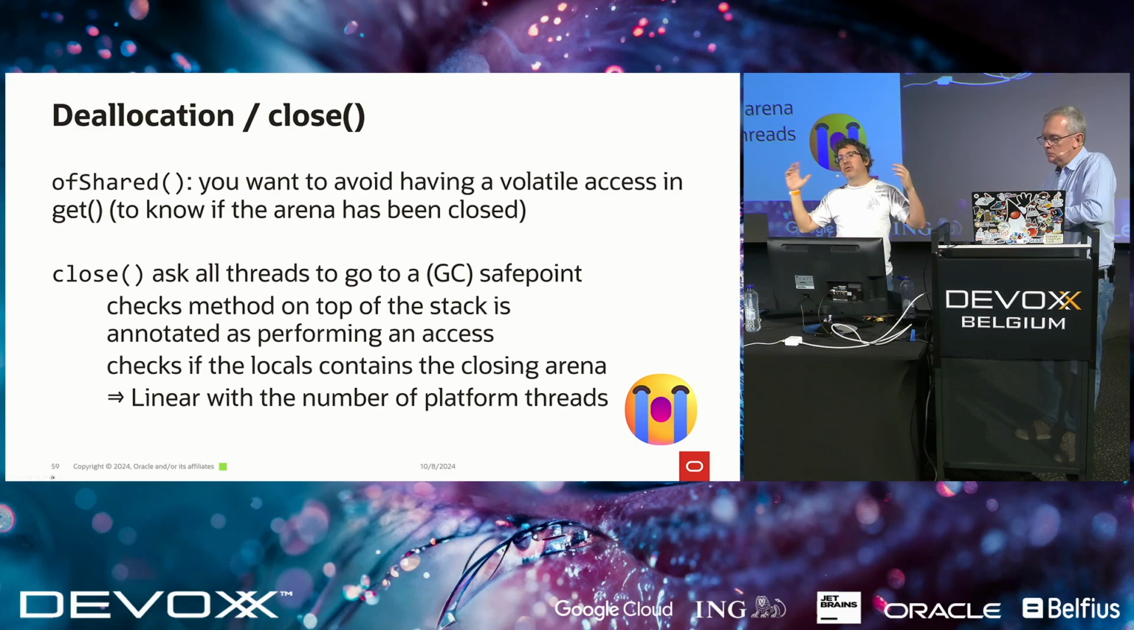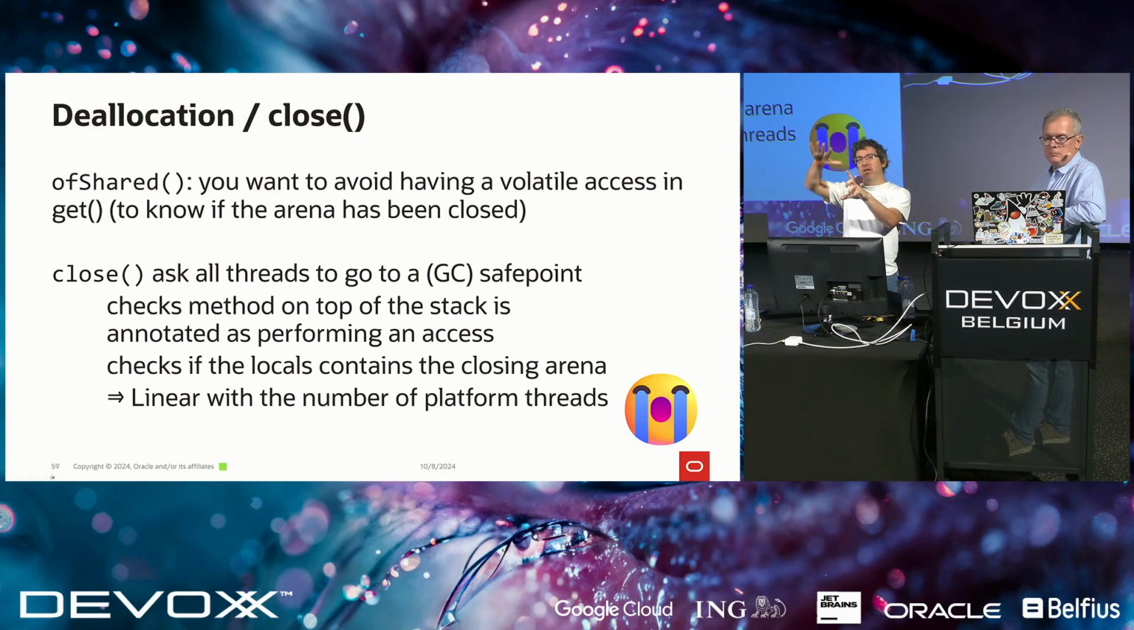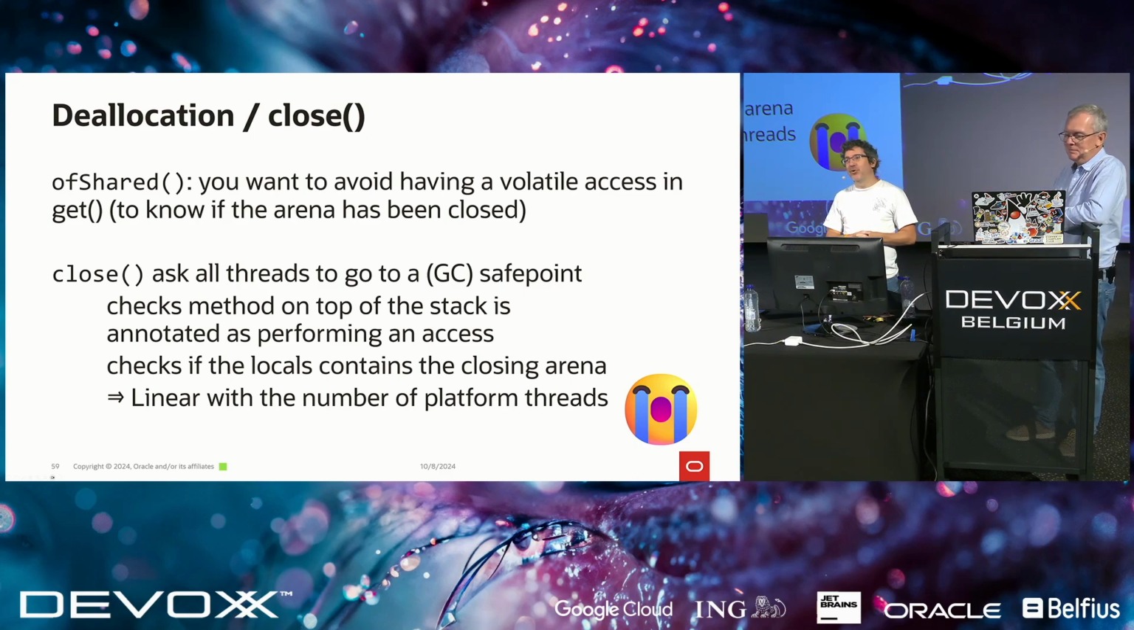So you have a fast check to see if inside your assembly blob you have a memory access segment. If that's the case, then you take a look at all the locals and see if you have the arena that you want to close. In that case, you will throw an exception. The main issue with that is that the algorithm is linear with the number of platform threads. So it will work on your laptop, and it will not work in production, basically, because you may have 100 platform threads. It's not that rare to have a lot of cores.